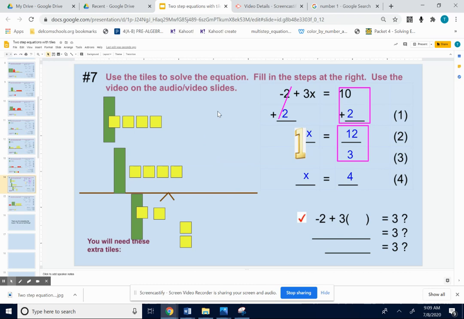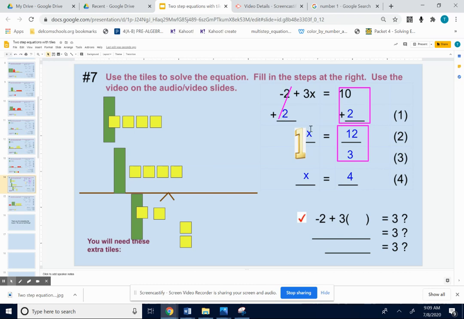Real quickly, -2 plus 3x is equal to 10. To get rid of an added number, you could add its opposite. Subtracting would have worked, but we added the opposite. The opposite of a -2 is a +2. So add 2 to the left.